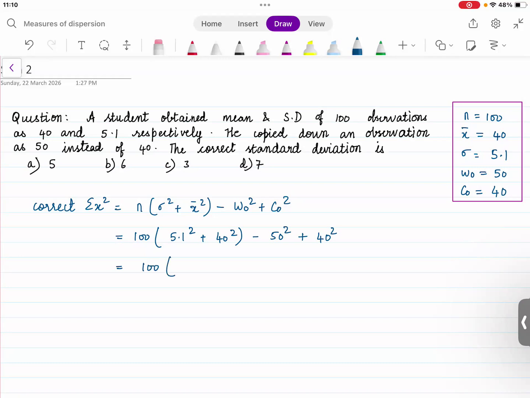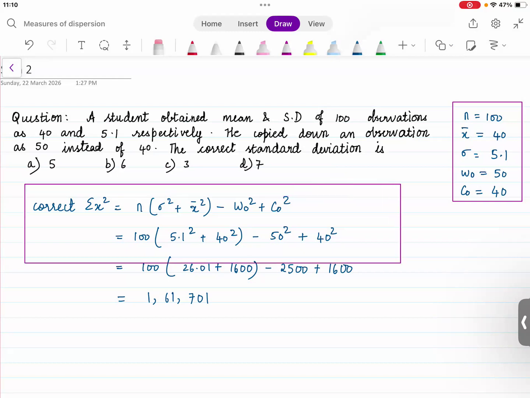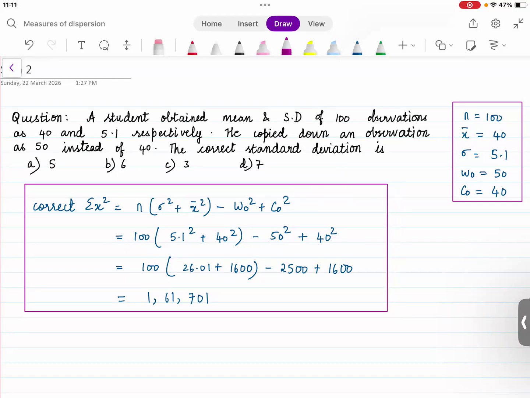So tell me, what are you getting? What is 5.1 the whole square? It is equal to 26.01. What is 40 square? 1600. Minus 50 square is 2500 plus 1600. So solve the bracket value first. Multiply with 100. Then subtract 2500 and add 1600. What value are you getting? Did you get 1,61,701? So this is step 1. In step 1, we have calculated the correct value of summation x square.